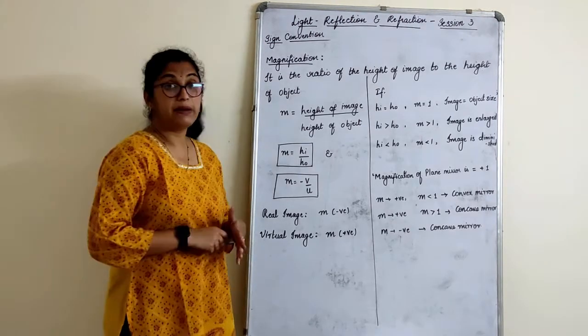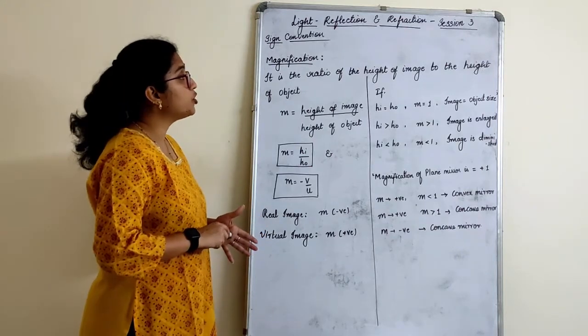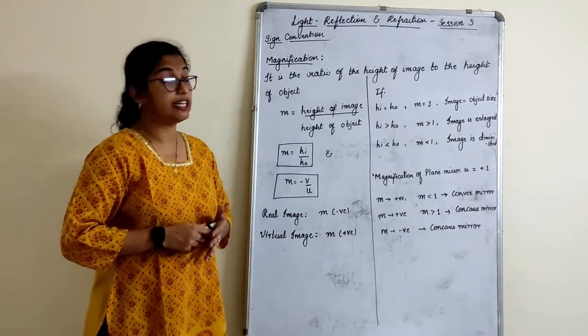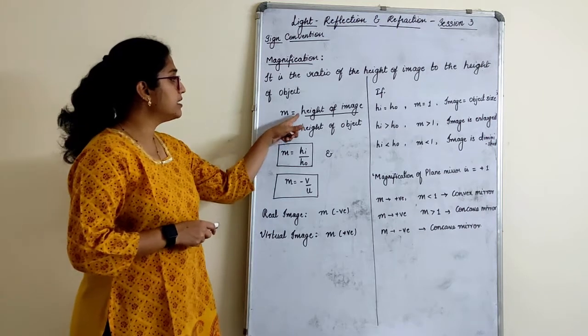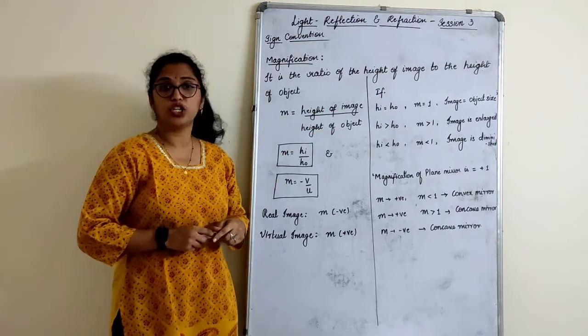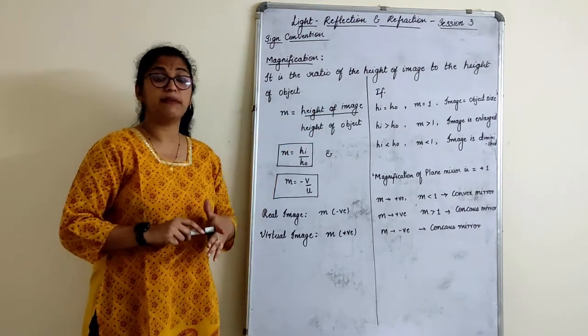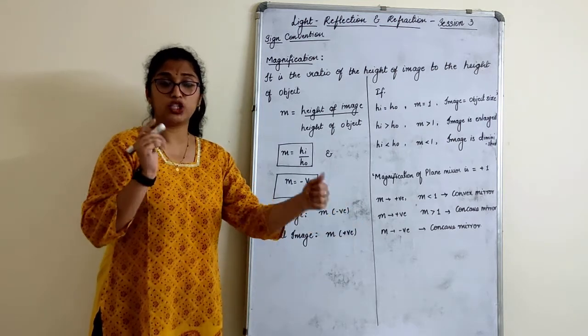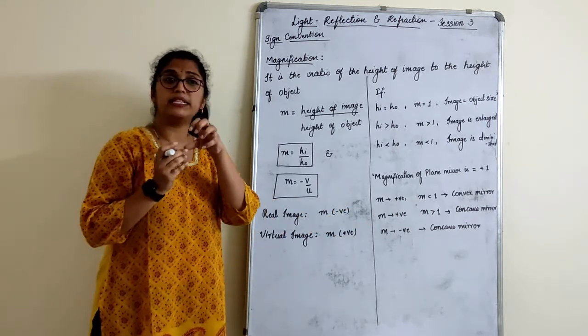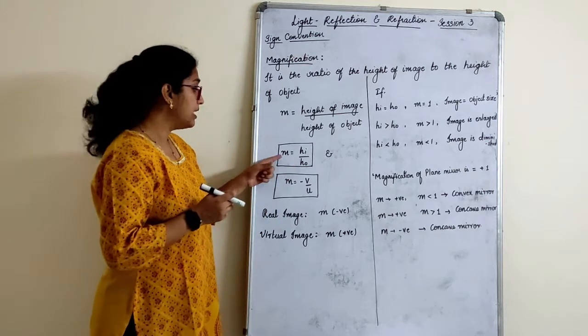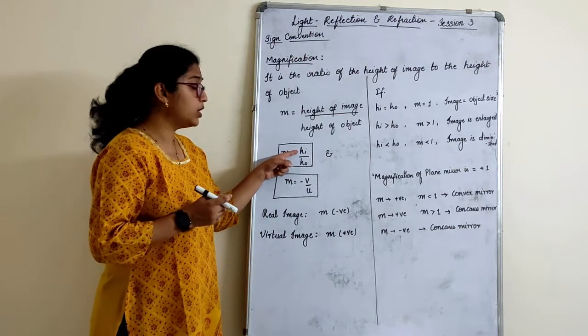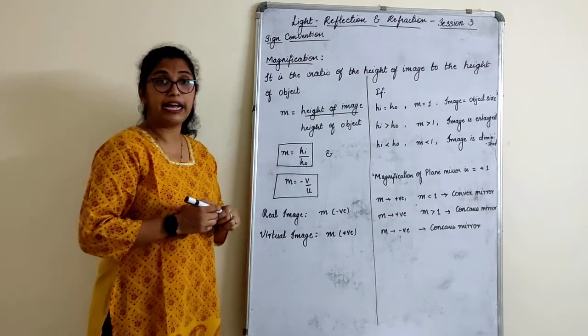So what is magnification? It is the ratio of the height of the image to the height of the object. Written as M is equal to height of the image upon height of the object, it gives us the magnification. How big is the image? How small is the image? Diminished, point size, enlarged, etc. It's given by the formula M is equal to height of the image divided by height of the object.